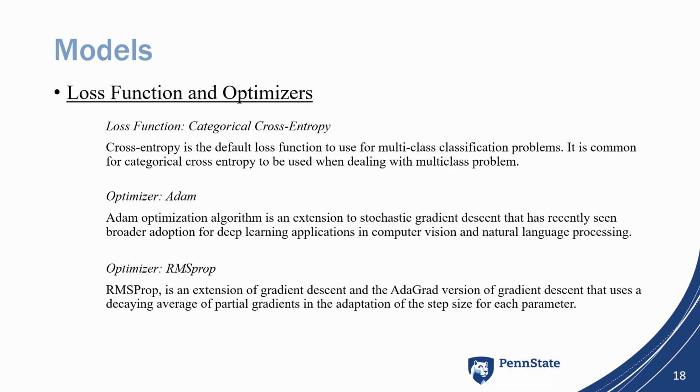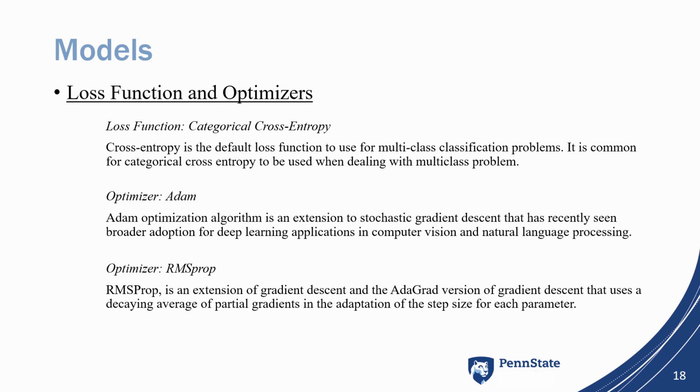Now we're talking about the loss function and optimizers. The loss function that we use is categorical cross entropy. Categorical cross entropy is the default loss function to use for multi-class classification problems. It is common for categorical cross entropy to be used when dealing with multi-class problems. Thus, we apply this as our loss function.